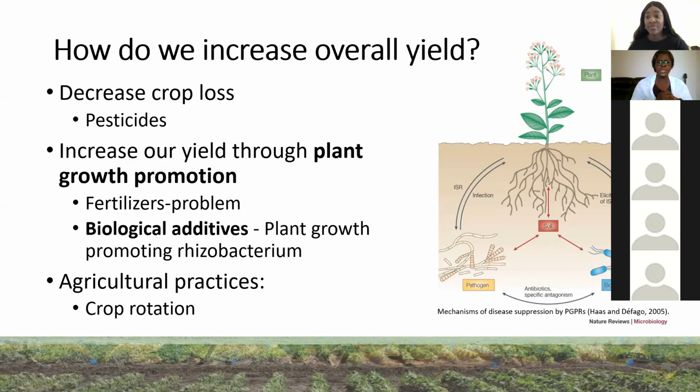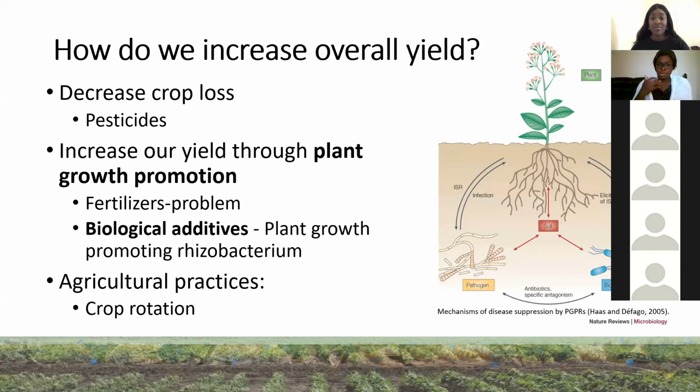Another way through which they increase yield is by the addition of chemical fertilizers, and this is a problem. Not only are crops getting less efficient in using these fertilizers, these fertilizers remain in the soil. When rain falls, they get run off into other water bodies, they kill aquatic organisms. It just becomes a nasty problem.